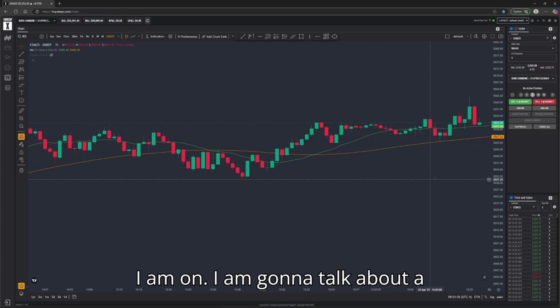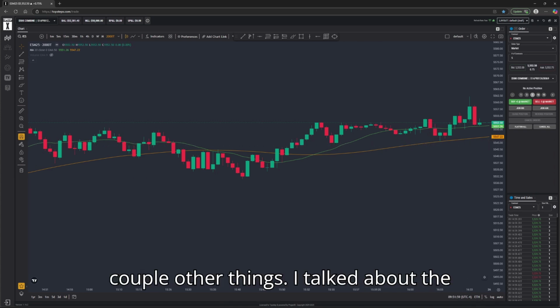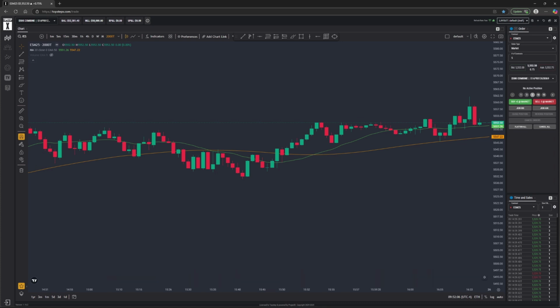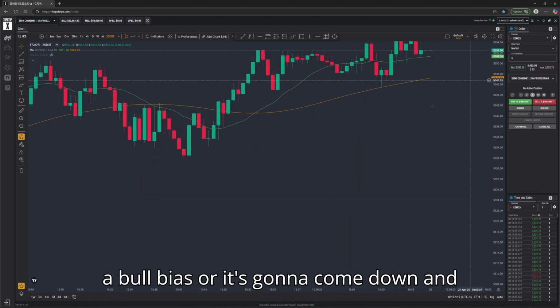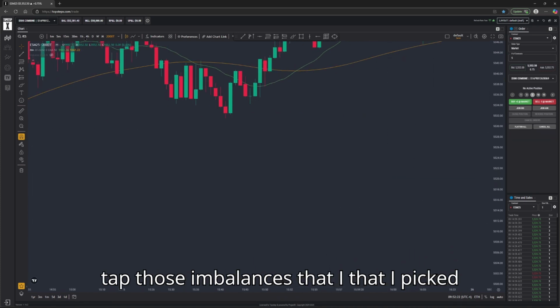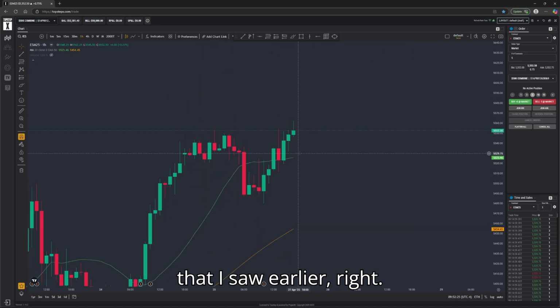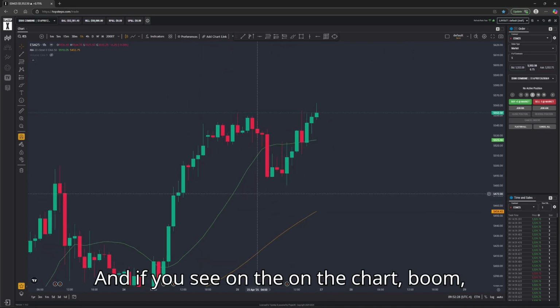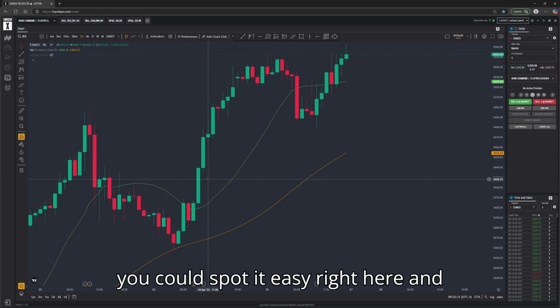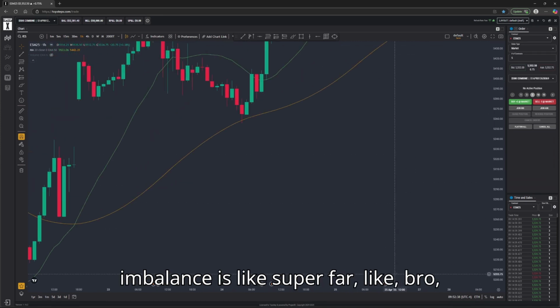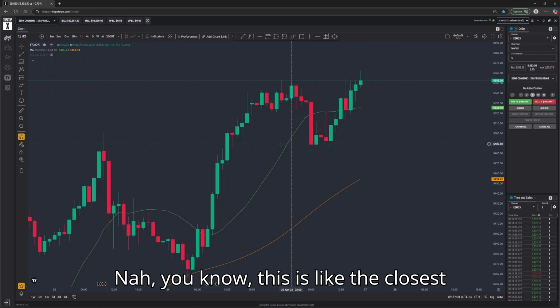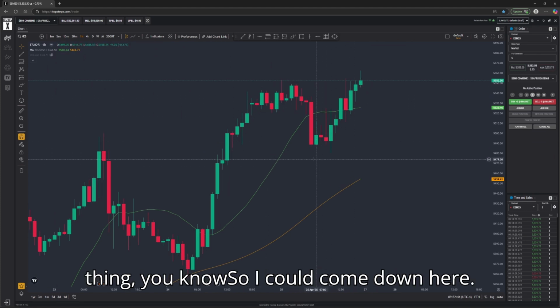I am gonna talk about a couple other things. I talked about the imbalances, I talked about the bull flip. So I'm gonna wait for Monday to see if it's gonna trade still bullish and I have a bull bias, or it's gonna come down and tap those imbalances that I saw earlier, right? If you see on the chart, boom, you could spot it easy right here, imbalance. And if an imbalance is super far, like bro, nah, this is the closest thing, so it could come down to here.